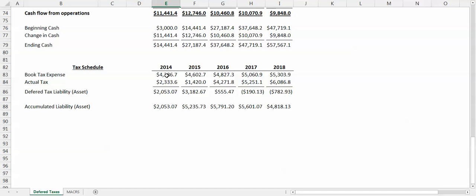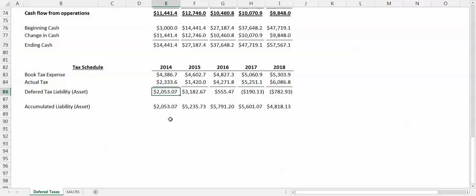The key here is this section right here. So for book tax expense for this year, or for 2014, we had $4,300 in tax expense, but our actual tax liability we had to pay was actually only $2,300. So we had a difference of $2,053. Now, what that will tell us is that our deferred tax liability, if it's positive, assets negative, says that, okay, while we recorded the $4,000 in tax expense, we only paid the $2,300, so the difference, the $2,000 some odd dollars, is still a liability because we are still going to owe it in a future period.